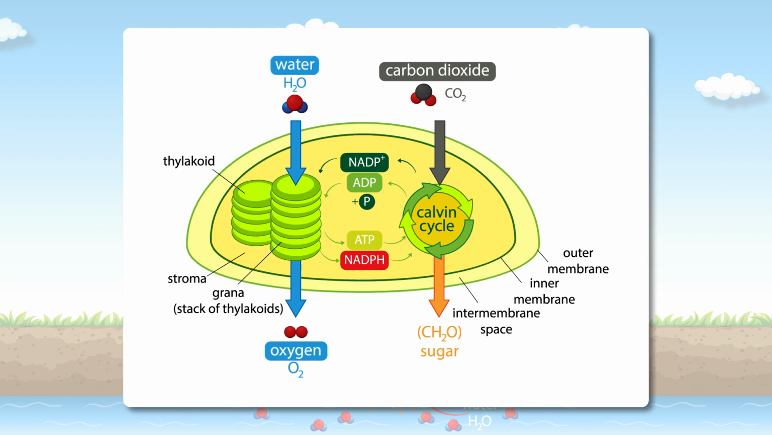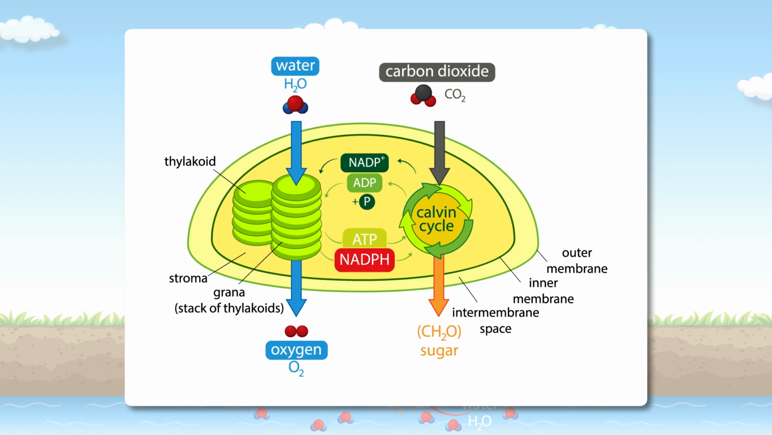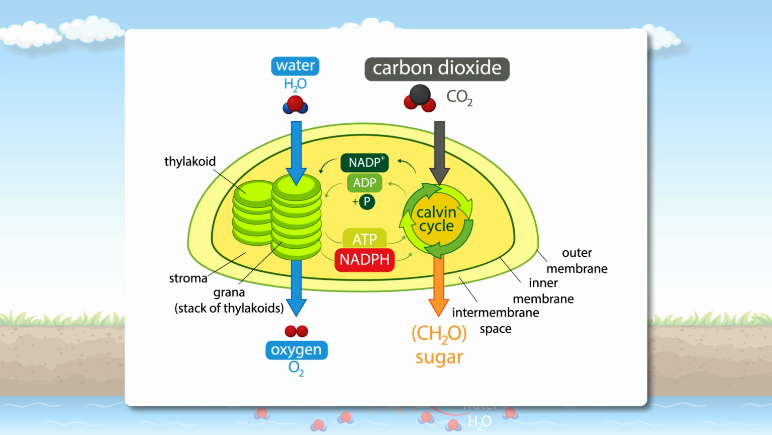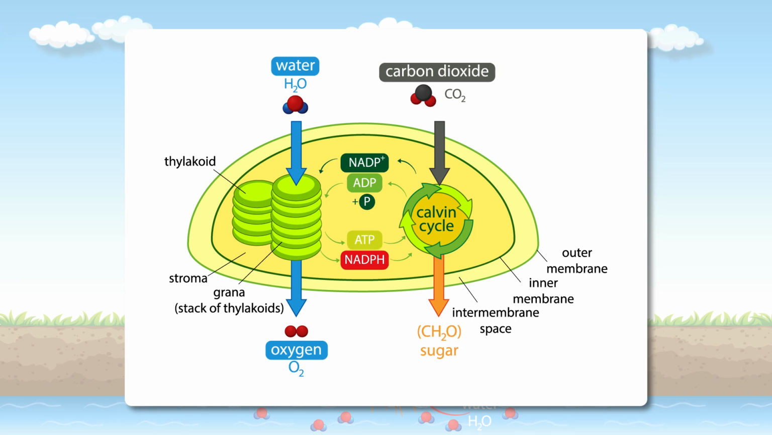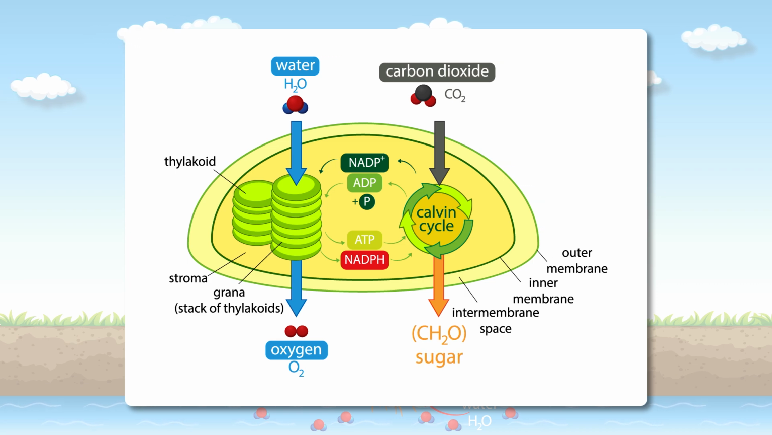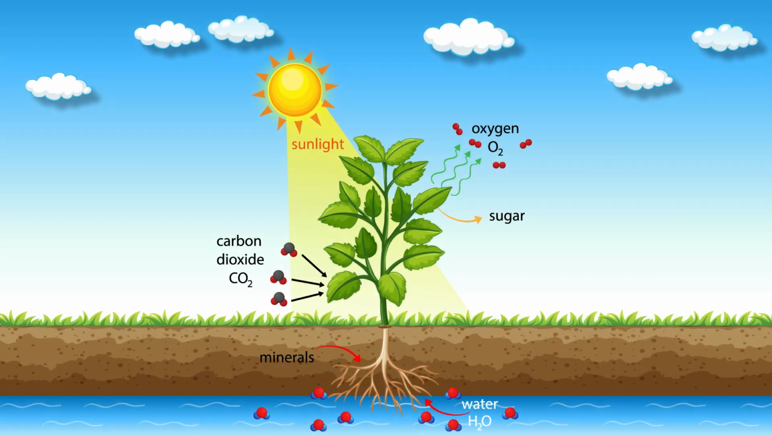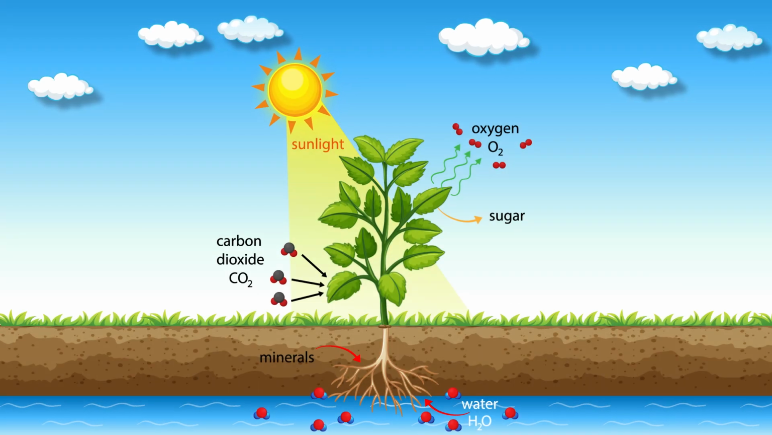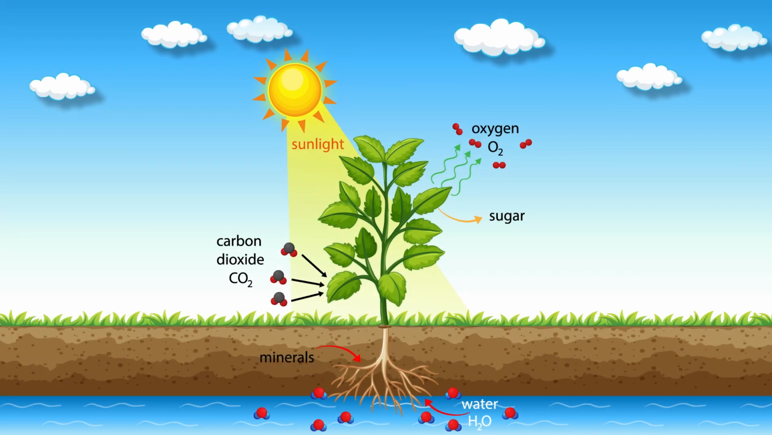In the stroma, ATP, NADPH, and carbon dioxide combine to form glucose, the plant's food and energy source. The overall result: plants produce glucose for energy and release oxygen, supporting most life on Earth. Photosynthesis fuels ecosystems and maintains our atmosphere.